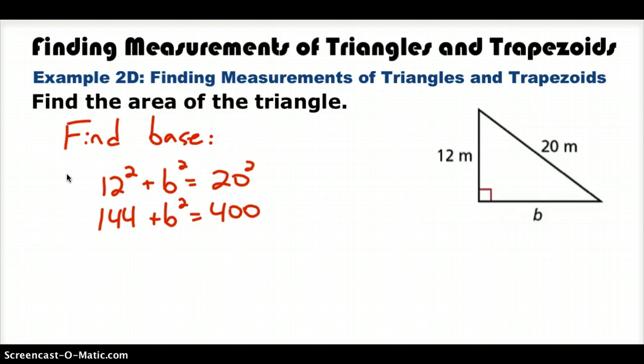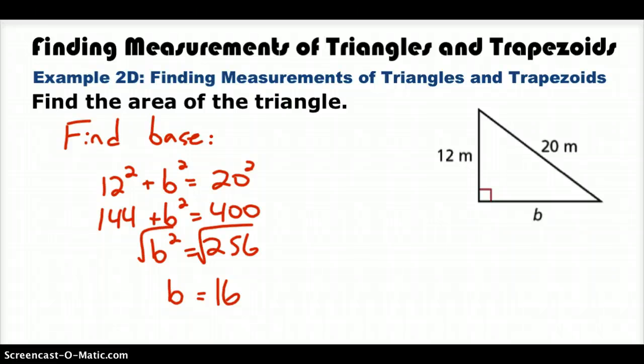If I subtract 144 from each side, that gives me b squared equals 256. If I take the square root of each side, I'll find that b equals the square root of 256, which should just give us 16. I'm going to plug it in my calculator just to make sure. It never hurts. And I get 16, just like I thought. That's part of our answer, but now I'm going to go and find the area.